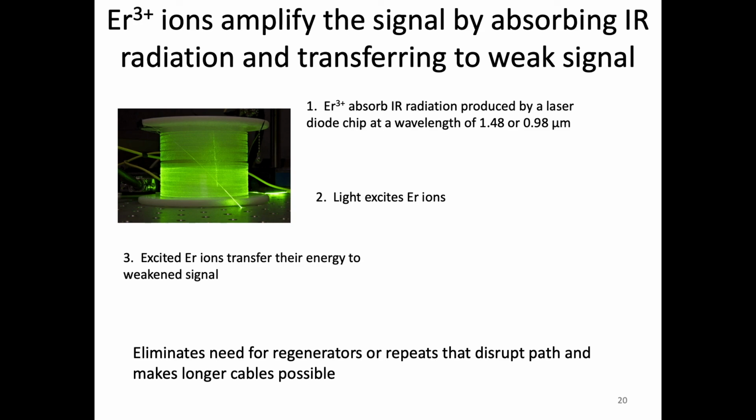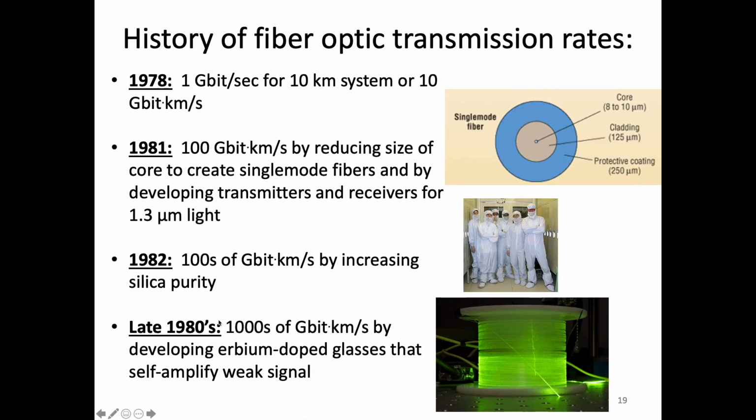So that means that we don't have to have anything in line to boost the signal, because this is doing it for us. And so it eliminates the need for regeneration, repeaters, or anything like that that disrupts the path, and it makes longer cables possible. So this was a big advancement, and what allowed us to get to this thousands of kilobit kilometer per second.